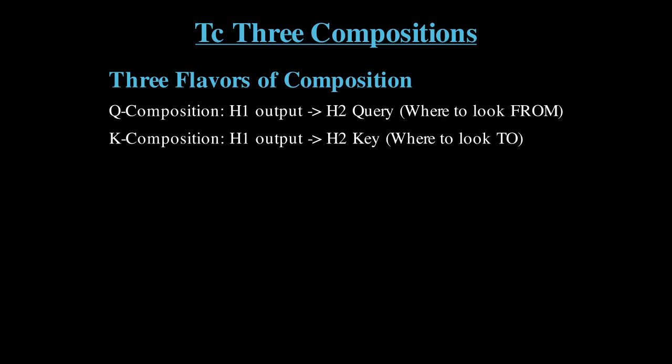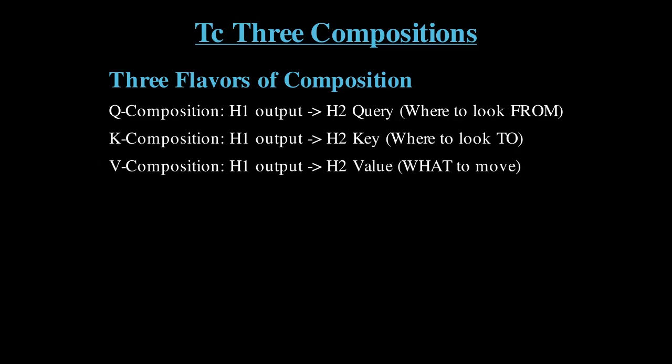Next, K composition. Here, H1's output is read by H2's key projection, W sub K. This means H1 modifies what a source token looks like to H2. It's as if H1 tells H2, pay attention to tokens with this new property I'm adding.